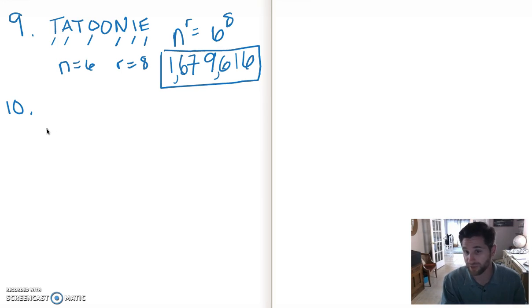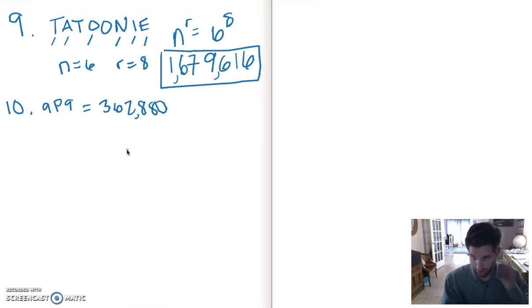In the word force push, we have no repetition, so I can actually just use 9P9, or 9 nPr 9. And so again, I have to use our calculator. My calculator's going to find that real quick, and we get 362,880. We actually had one just like that in our game.